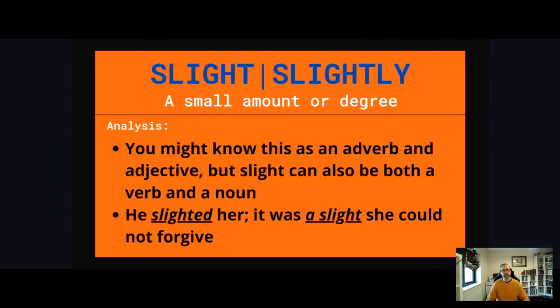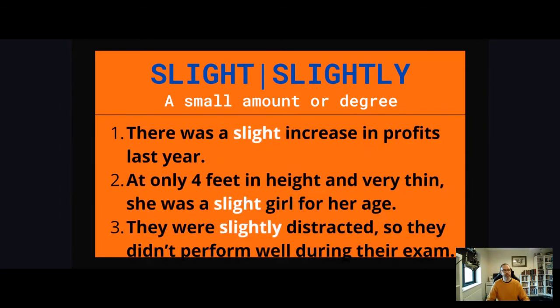Our next word is slight or slightly. This is a small amount or degree. You might know this as an adverb and adjective, but slight can also be both a verb and a noun. So you can say that he slighted her and that it was a slight she could not forgive. Okay, that's in terms of an insult or inflicting an insult on someone.